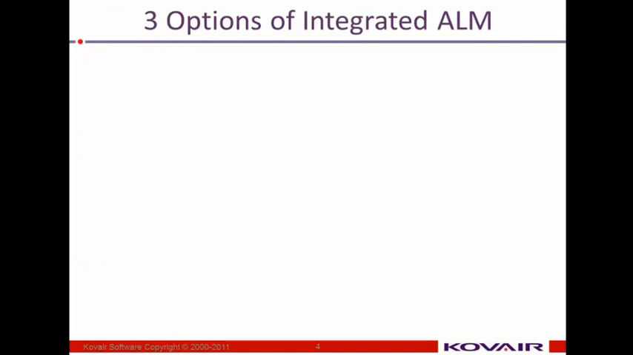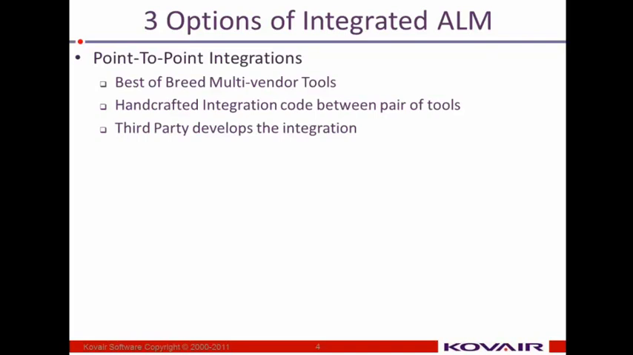Now, once we have decided to do the integration, the next question is, what are my options? How can I do it? The first option is actually the most popular one, which is called point-to-point integration. This is the integration between a pair of tools. Almost every vendor provides this point-to-point integration between their own tools as well as between their tools and other vendors' tools. One good thing about point-to-point integration is it supports best-of-the-breed multi-vendor tools. But the problem is that it is actually a little too complex because for every pair of tools you have to create a handcrafted integration.